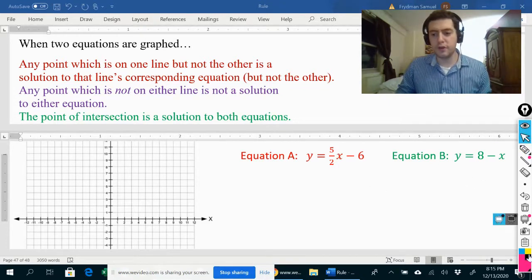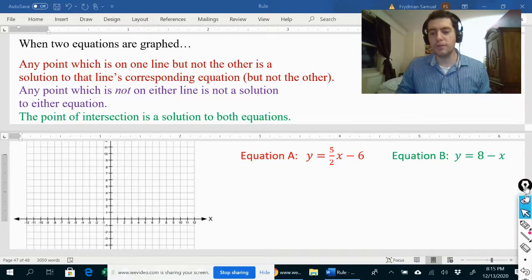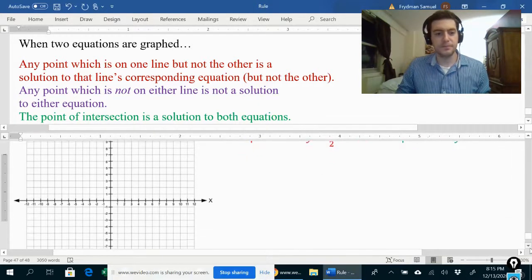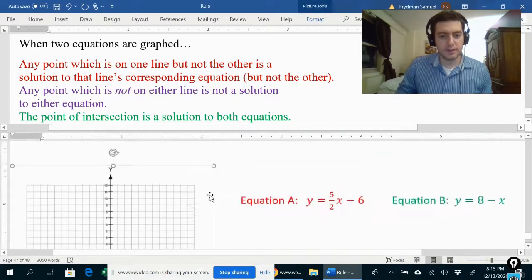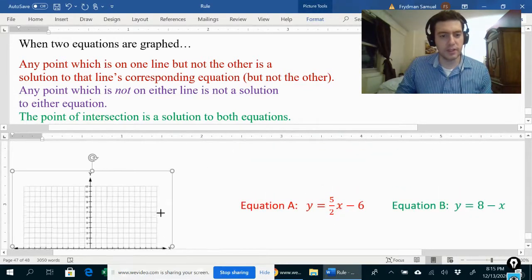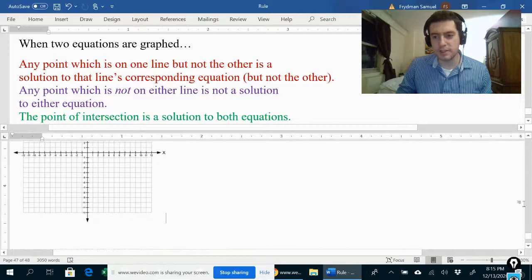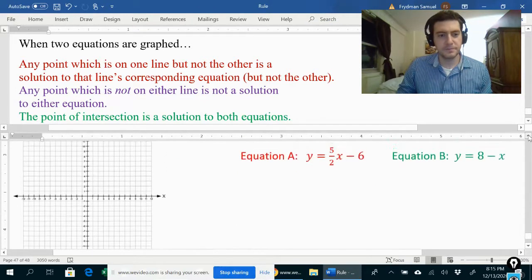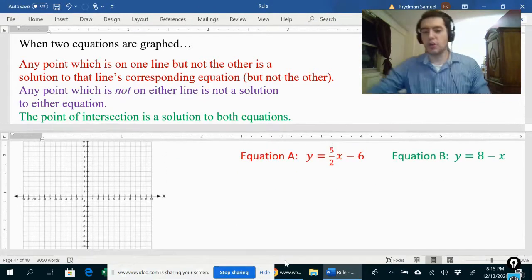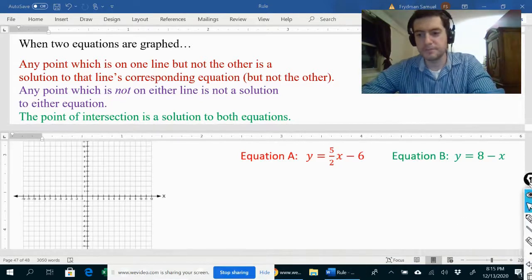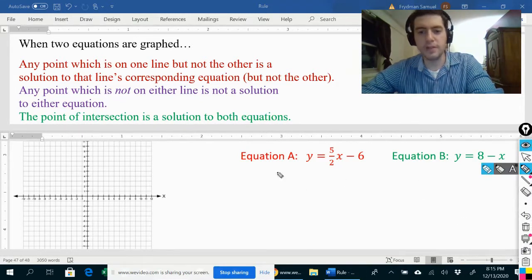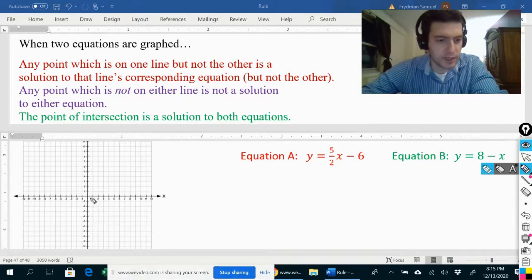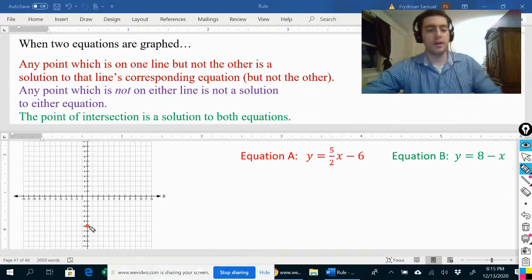So what we're going to do first is plot the y-intercept for equation A. I might have to make this a little bit smaller, actually. I hope that's not too hard to see. All right, so the y-intercept for equation A would be 0, -6. So 0 on x, -6 on y. So that's one point that's going to be on our line.